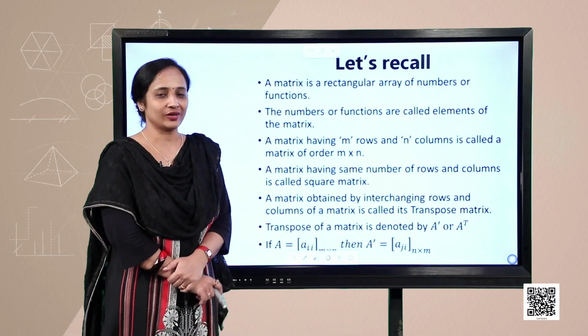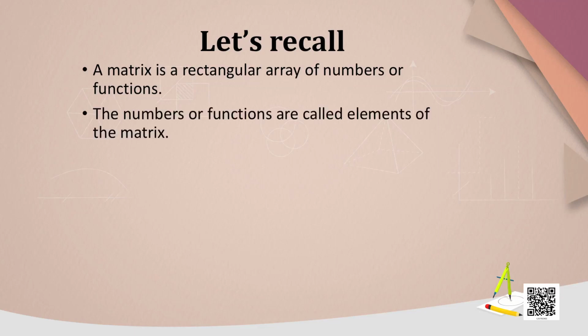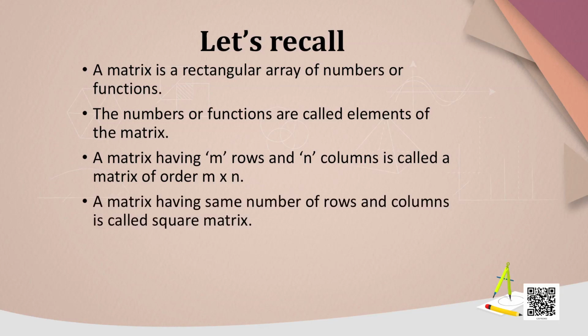So let's recall whatever we know about matrices, let's just revise it. A matrix is a rectangular array of numbers or functions. The numbers or functions are called elements of the matrix. A matrix having m rows and n columns is called a matrix of order m by n. A matrix having the same number of rows and columns is called a square matrix.